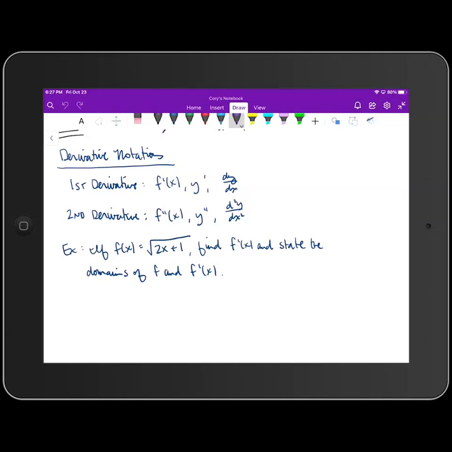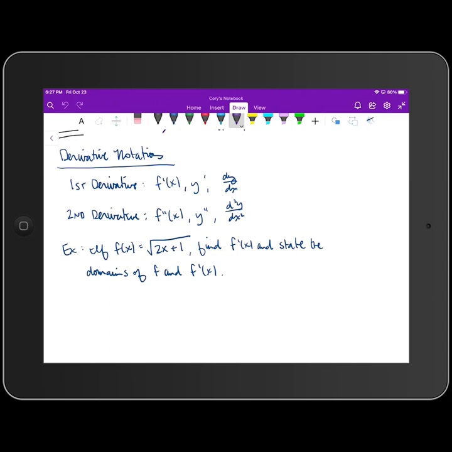Okay, so we're going to continue with our lesson in 4.1. This is part 2 of the lesson. So the first thing we're going to talk about are derivative notations. And in this class, predominantly, we're going to look at the first and second derivatives of functions.